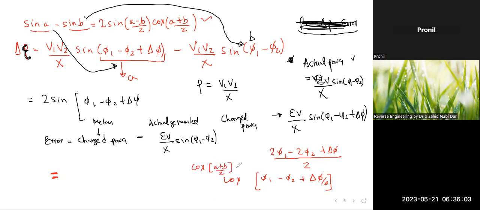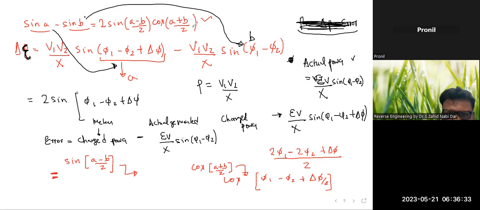On similar grounds, you give me the value of sine A minus B. Why are you not able to do sine A minus B? Kindly do it, on similar grounds. Sir, it's basically 2 V1 V2 by X into sine delta phi by 2 into cos of 2 phi 1 minus 2 phi 2 plus delta phi by 2.